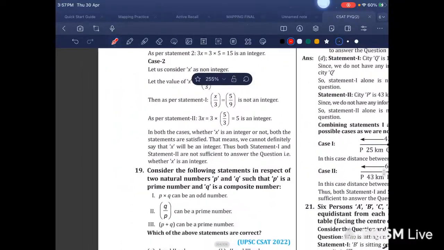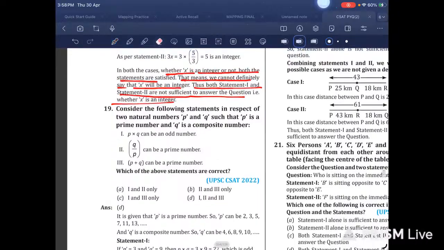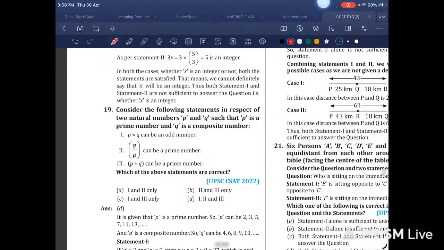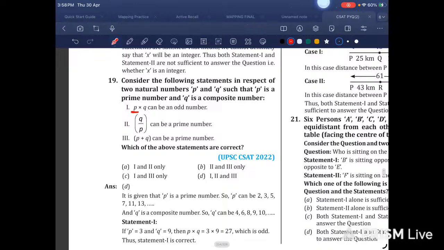Let's see the solution. In both the cases, whether x is an integer or not, both the statements are satisfied. That means we cannot definitely say that x will be an integer. Thus both statement 1 and statement 2 are not sufficient to answer this question. Yes, this is correct. Now let's move to question number 19.